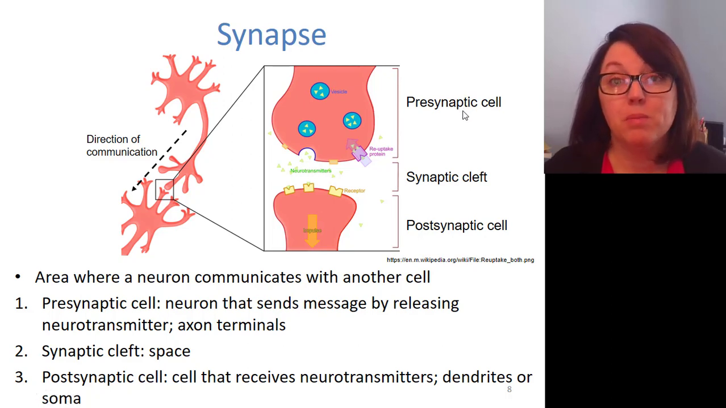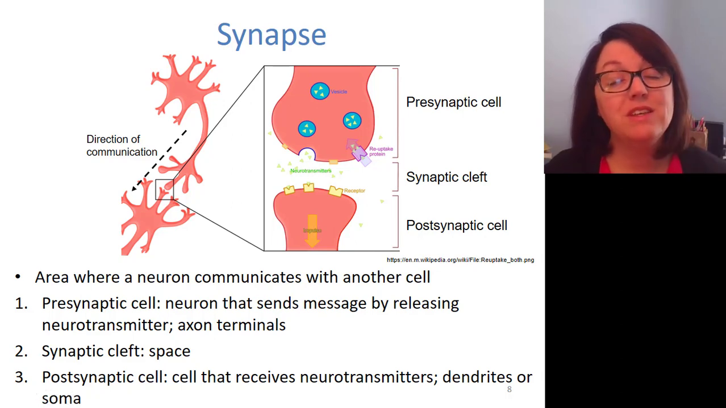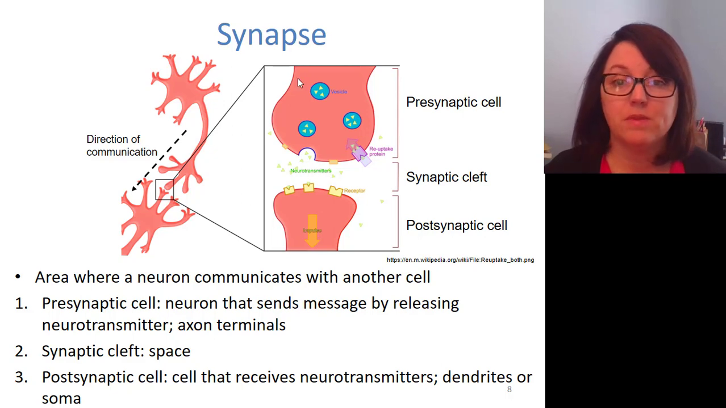Presynaptic means the before-the-synapse cell. Over here is the dendrite of our postsynaptic cell. The postsynaptic cell is on the receiving end of the synapse. So the job of the presynaptic cell is to release neurotransmitter via these synaptic vesicles, and the job of the postsynaptic cell is to receive the neurotransmitters. And don't forget there's a space between the two cells called a synaptic cleft.